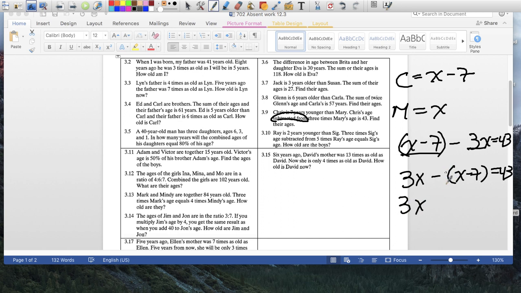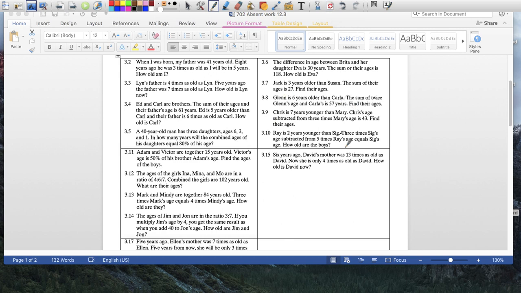3x, again, then there's a 1 here, apply the distributive property, so it's going to be minus x plus 7 equals 53. So we get 2x plus 7 equals 53. 2x, and then subtract 7 from both sides, you're going to get 66. Divide by 2, and you get that x equals 33. So one is 33, and the other one is 26. Okay.